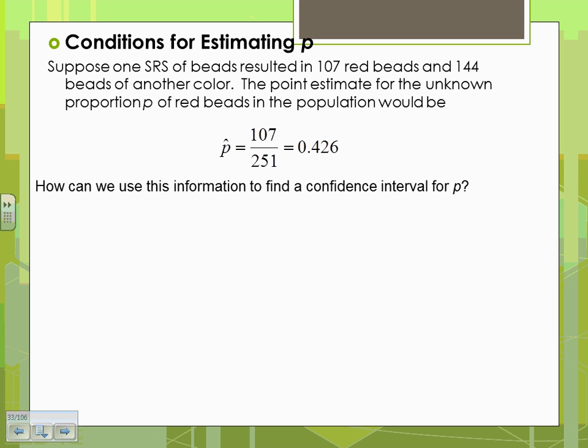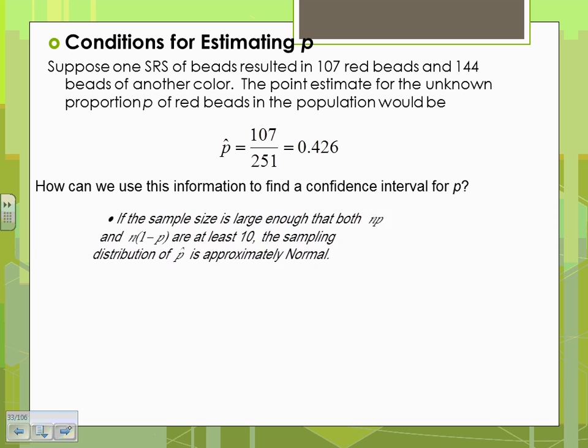Okay, so suppose that you got an SRS of 107 red beads, and there were 144 beads of another color. So that gave you a total of 251 beads. So you could say your point estimate for the unknown proportion would be p hat, because you're using a sample here. So p hat is approximately 0.426. So how could we use this information to get that confidence interval for the population proportion p?